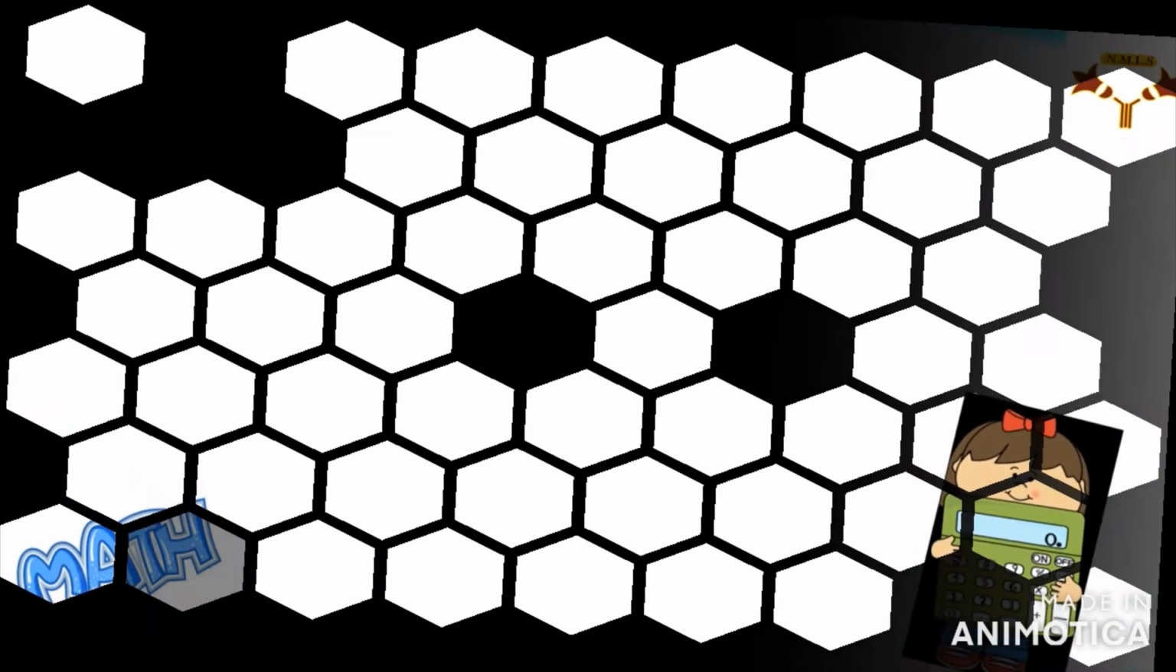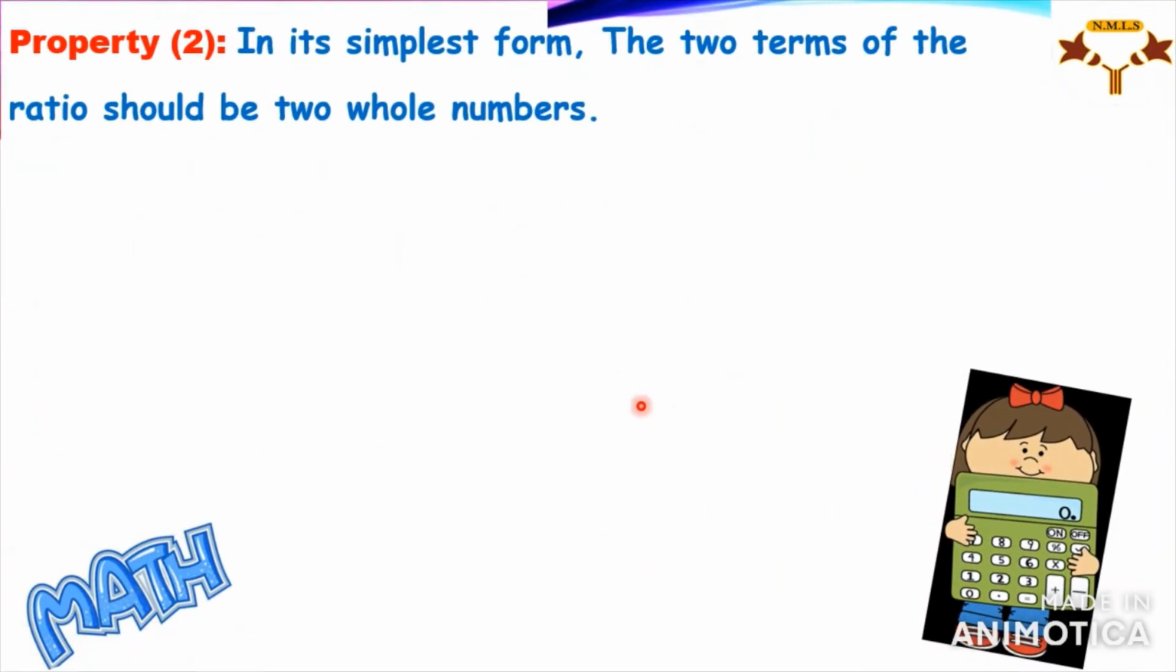Property number 2. In its simplest form, the two terms of the ratio should be two whole numbers. So the two terms of the ratio must be whole numbers. I cannot put a ratio for two fractions or two decimals.